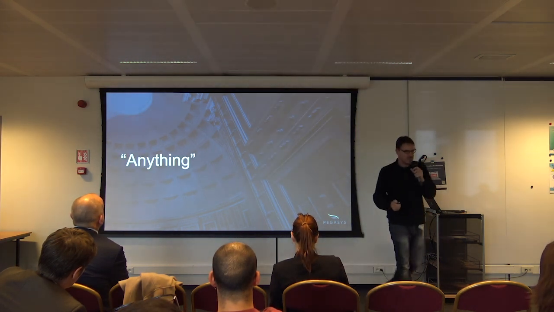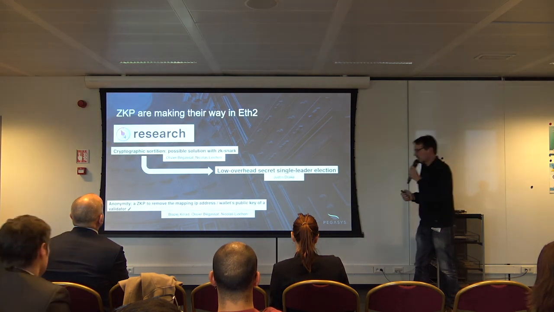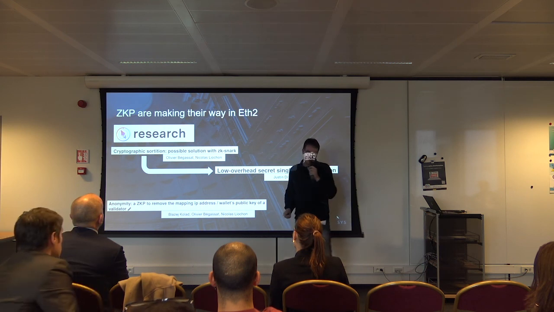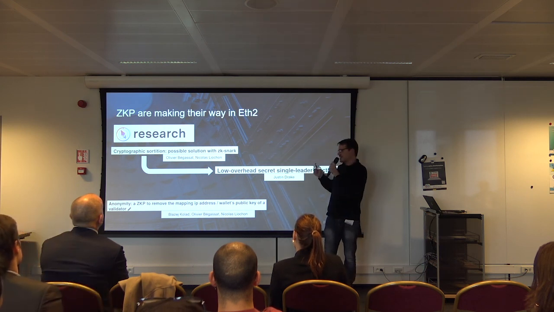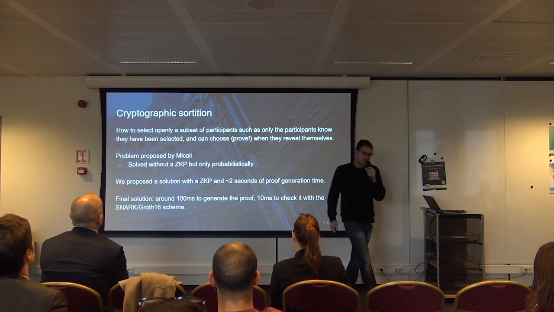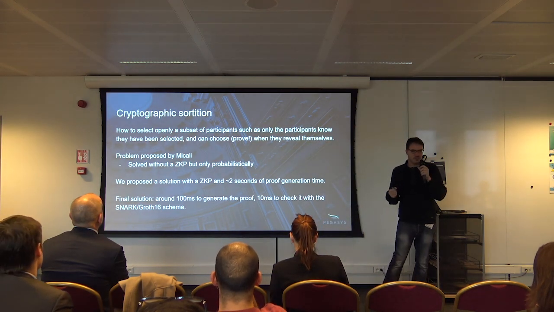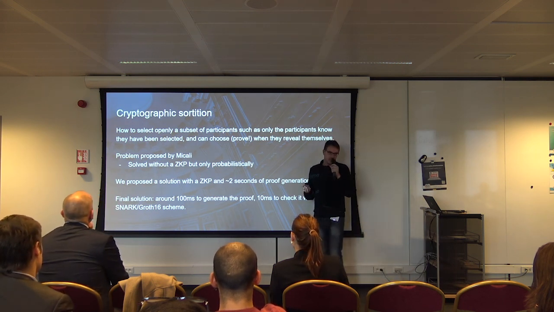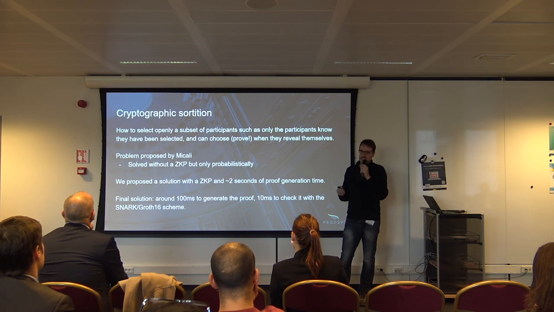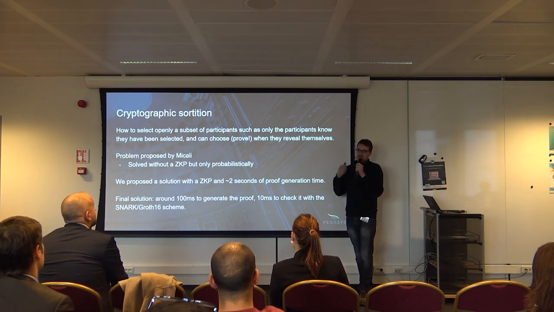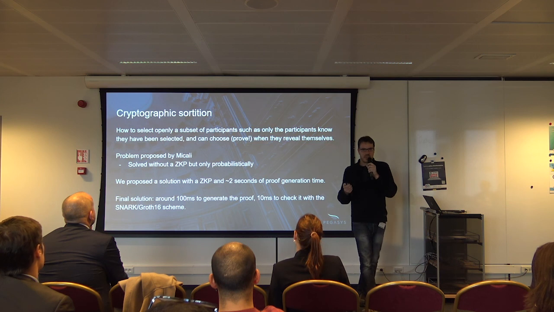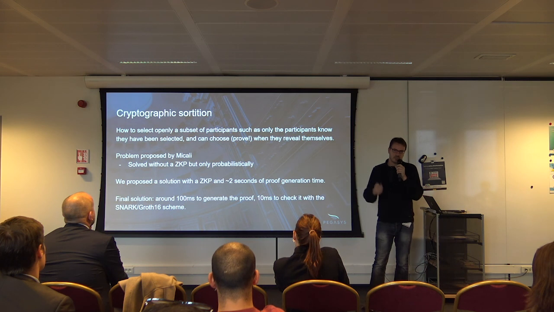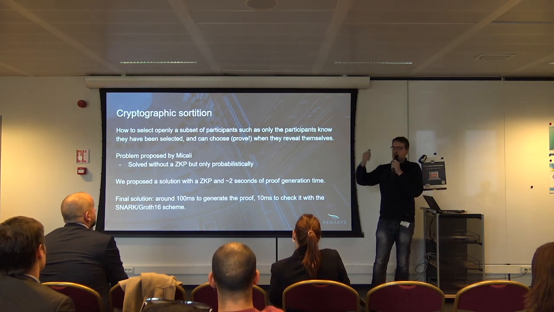I was mentioning as well that you can do anything. So this one is interesting. The problem that we were having at one point was something actually defined by Michael again. Michael is there. It was cryptographic sortition. Cryptographic sortition was proposed by Michael in Algorand, saying, I want to select openly a set of people. They will know that they have been selected, but no one else will know until they reveal themselves.